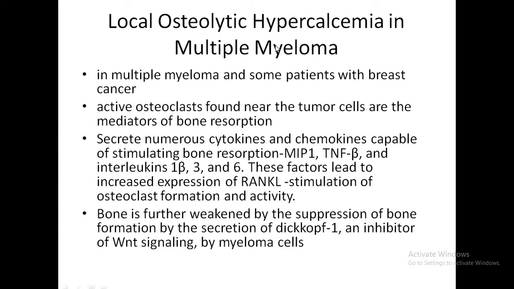So osteolytic hypercalcemia occurs in two cases. One is in multiple myeloma and the other is in patients with breast cancer, especially with METs. In myeloma, active osteoclasts are found near the tumor cells, and they are the mediators of bone resorption. Numerous cytokines and chemokines are capable of stimulating bone resorption. They include MIP1, TNF-beta, and interleukins 1 beta, 3 and 6. What do these factors do? They lead to increased expression of RANKL, and this in turn leads to stimulation of osteoclast formation and activity.